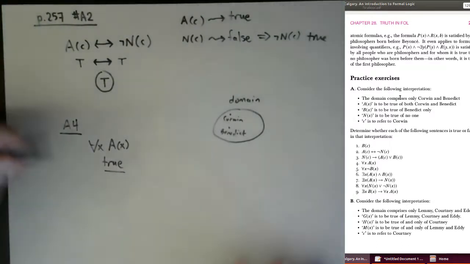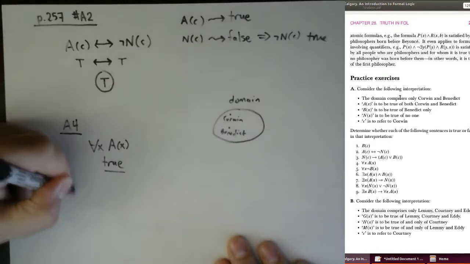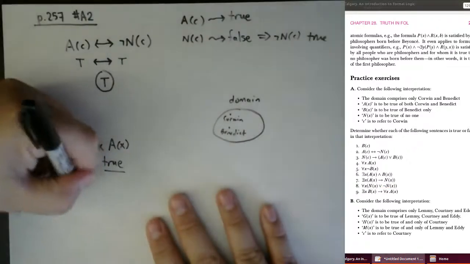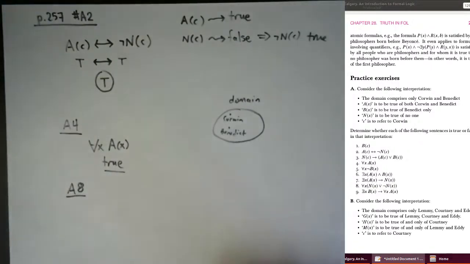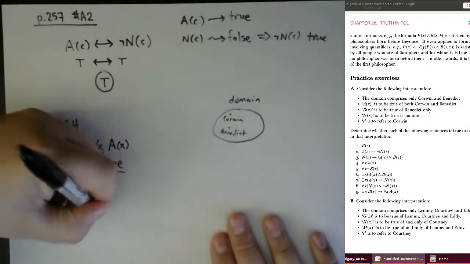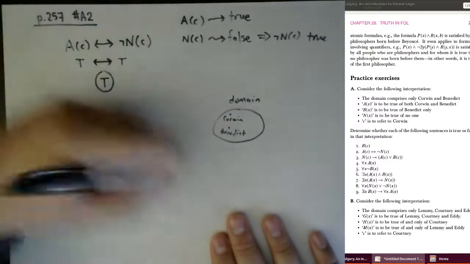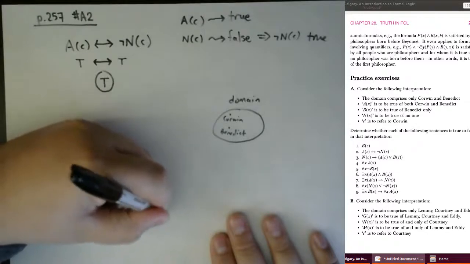No problem. Let's look at A9. I did not assign... no, I assigned A9. Do I have another one with two quantifiers? I don't know. Let's look at A8. Now this one's maybe a little more tricky. It says for all x, N x or not N x. Okay, maybe it's not that tricky.